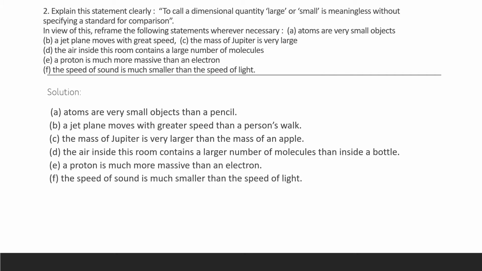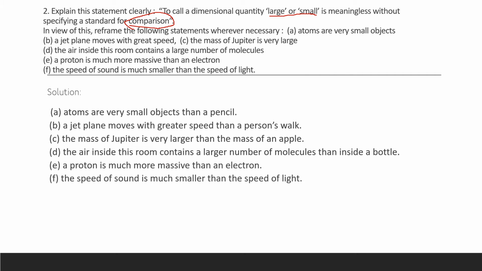So what they have given in the statement, to call a dimensional quantity small or large is meaningless without a specific standard for comparison. They told that without any comparison we cannot say an object or a thing as small or large or beautiful or ugly or tall or short, like that. So they have given some statements here. Accordingly, if there is any error, we have to correct it. Let us go into it.